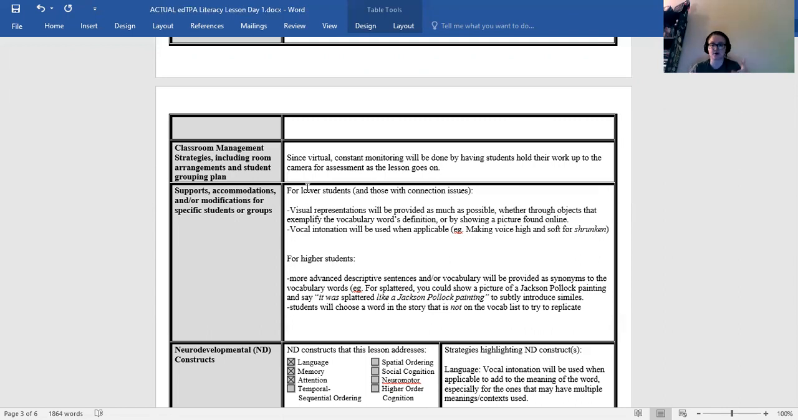It's online. It's hard. We're already in a small group. It's only like 5, 6 of us. So not the biggest deal for me to put a lot here, but be as detailed as you need for your lesson. Supports, accommodations, and or modifications for specific students or groups. As I mentioned, this is where you plan differentiation. So I have for lower students, which in this category, lower is connection issues because it brings them down. We all know that, especially the ones that try the hardest, it's bringing them down. So visual representations will be provided as much as possible. So if they can't hear, hopefully, oh, I think I just kind of, oh, I'm slow. Hold on.